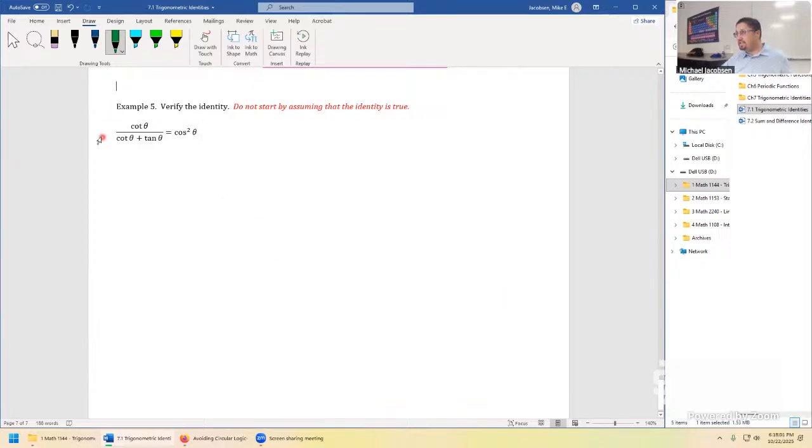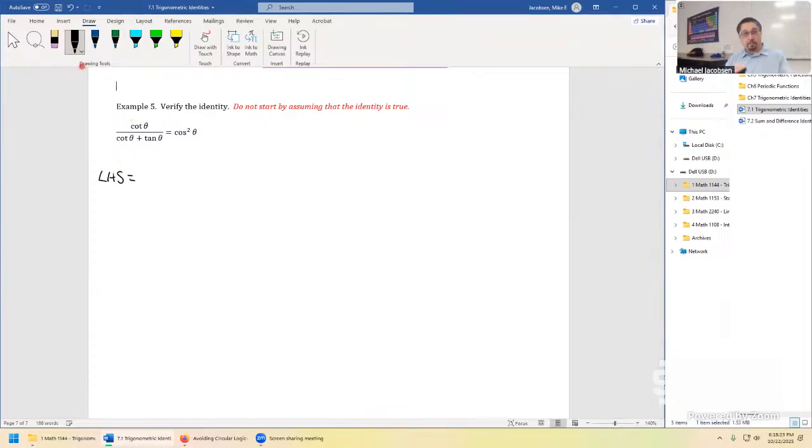We have cotangent divided by cotangent plus tangent. This is a weird looking identity, but somehow this arrangement of cotangents and tangents is just a clever way to write down cosine squared. We'll verify this is true, not by assuming it's true from the start, but let's work from the left-hand side and see what we can get out of that.